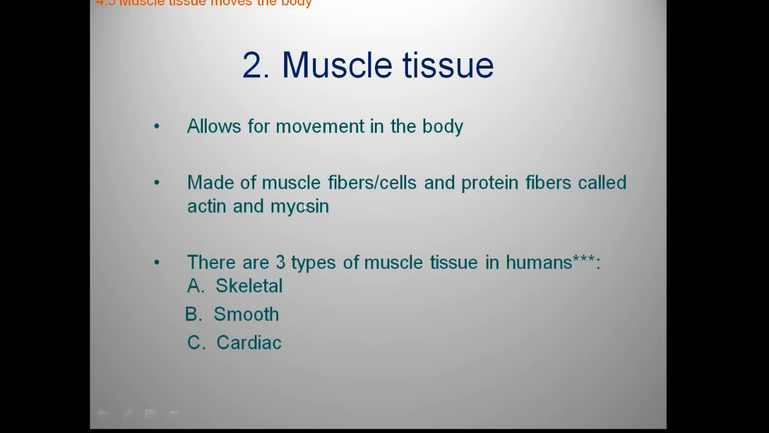Muscle is made up of muscle fibers, which are cells. They have proteins in them that are going to make them contract. Those two proteins are actin and myosin. Actin and myosin are what actually make our muscles move, make them contract. Now, there are 3 types of muscle tissue in humans we're going to talk about, and they're pretty important. There's skeletal muscle, smooth muscle, and cardiac muscle.